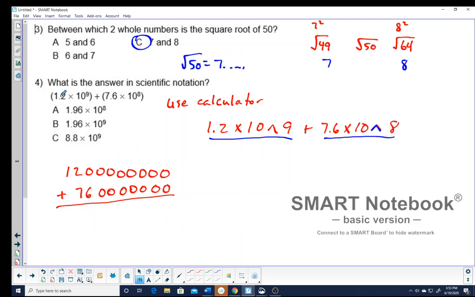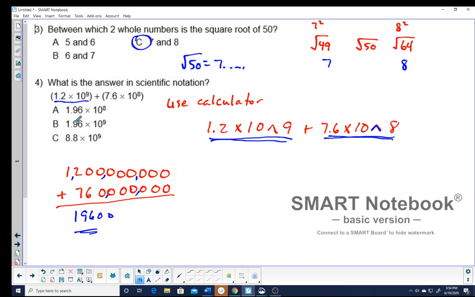Or you could write each of these numbers in standard notation. 1.2 times 10 to the 9th is equal to this number here, which is what, 1.2 billion, and then the other number would be equal to 760 million. But if you write them in standard form, you have to just be careful about lining up the decimal, and then when you start adding the numbers together, what do you notice? You start to get 196 at the beginning. If you enter it like this on the calculator, it's just going to automatically give you your answer either in standard notation or in scientific notation.